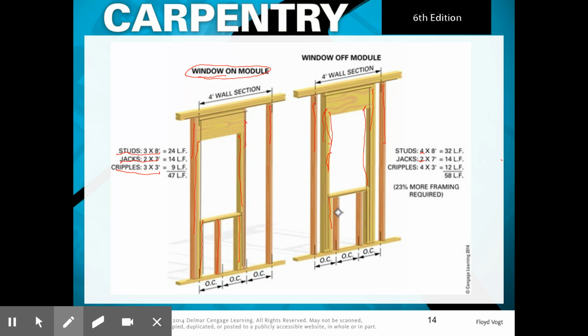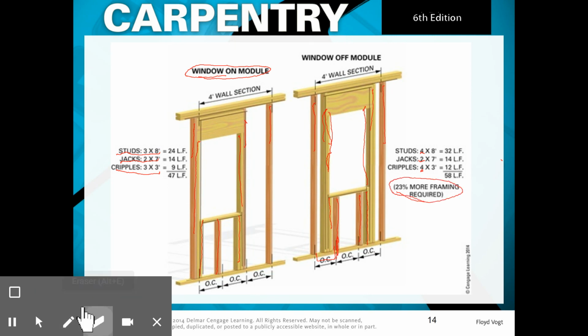1 cripple there. We need to continue our 16-inch centers from here to here. So we need 1 here, another 1 here, and we also need another cripple to go right here. So just by not laying it out, you can see that 23% more framing is required. That's an increase in cost and an increase in time.